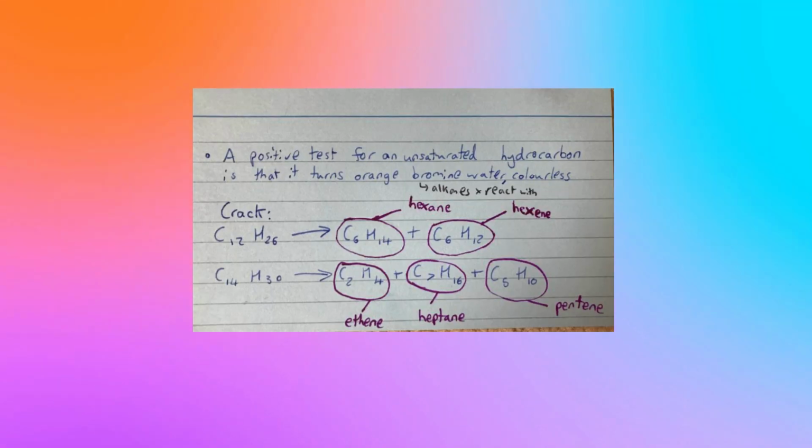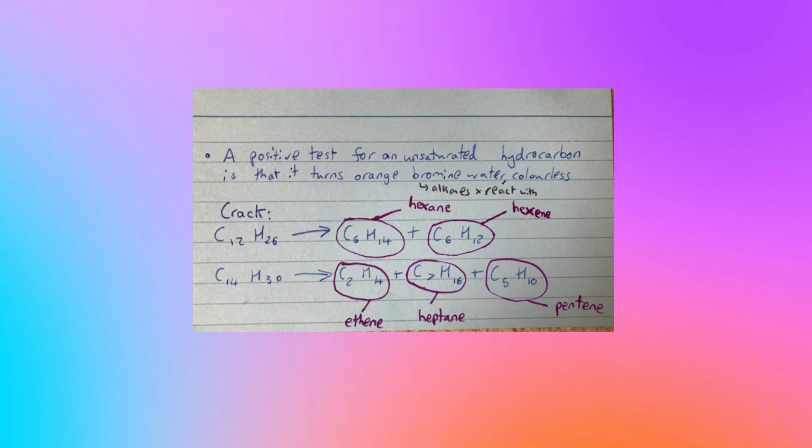You could be asked in the exam to crack a molecule. So for example, if I'm asked to crack C12H26, I know that I need to end up with at least one alkane and at least one alkene. So I pick a number, so I'm going to go with C6. Now I'm going to start by making my alkane. So the formula for an alkane is CnH2n plus 2. So C6, 2 times 6 is 12, plus 2 is 14, so I'd end up with C6H14.